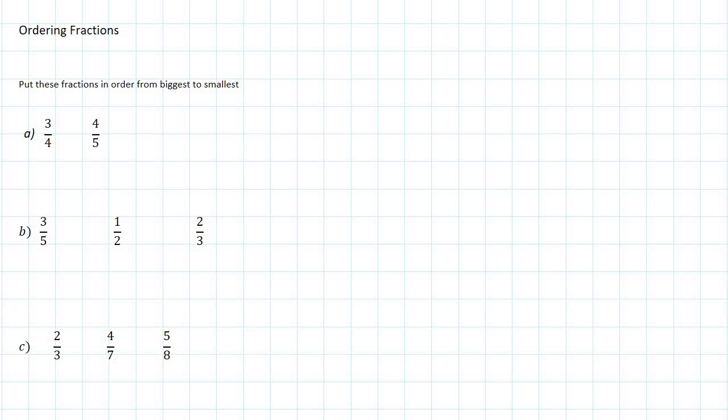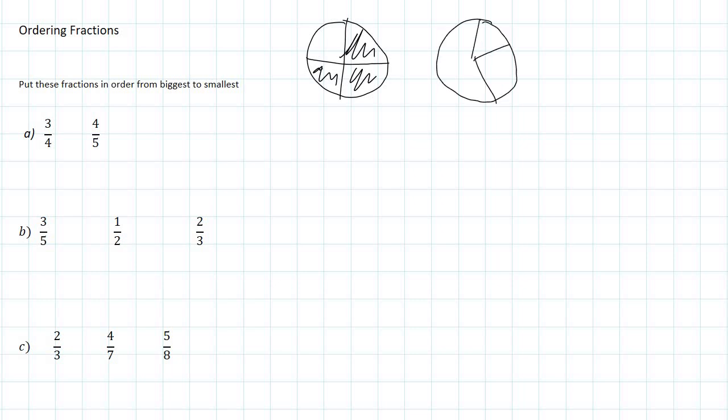And I've got 3/4 and 4/5. Now, I've got kind of a picture in my head of what these should look like. So 3/4 looks a bit like 1, 2, 3 bits out of 4. And 4/5, it's like I'm splitting this into 5 pieces, and I'm taking 4 of them. Now, you can kind of see from this that 4/5 is a bigger number. It's shading more of a whole unit than 3/4, okay?